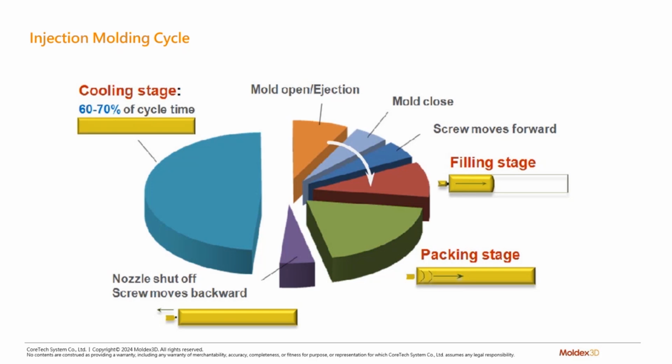So the injection molding cycle is made up of four main sections: filling time, packing time, cooling, and all the rest. That includes mold opening, ejection, mold closing, screw moving forward, and so on. The majority of the cycle time comprises cooling time, but we will look at optimizing filling, packing, as well as the cooling time.